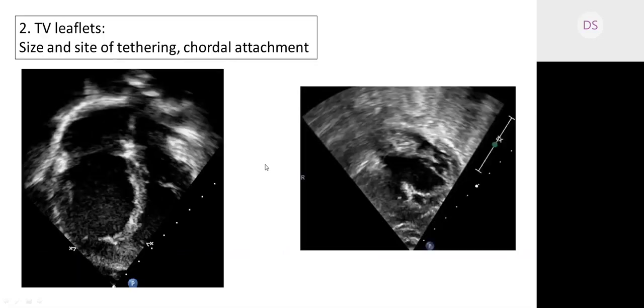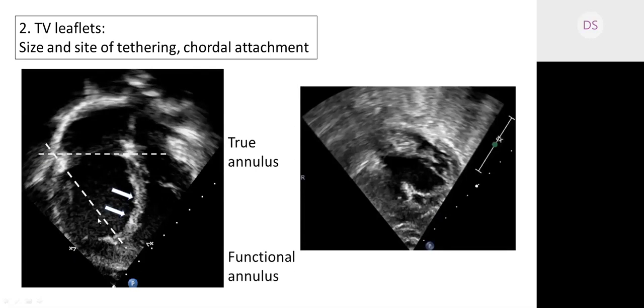Now, once you confirm that there is displacement, we need to see the tricuspid valve leaflets. And as we understood, there is adherence of the leaflet to the underlying myocardium. So this is how it looks like when the tricuspid leaflet is adhered. And this is the point where you are going to think that it is displaced. But in true sense, there is adherence. This is the true tricuspid valve annulus. And this is called the functional tricuspid valve annulus.